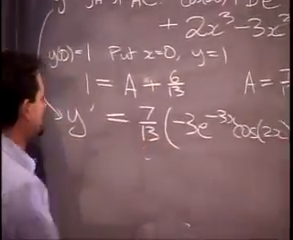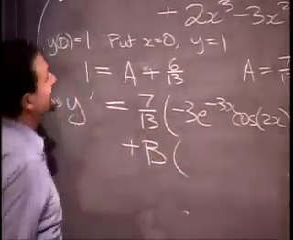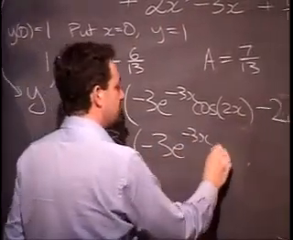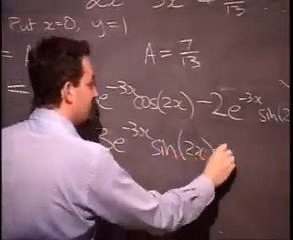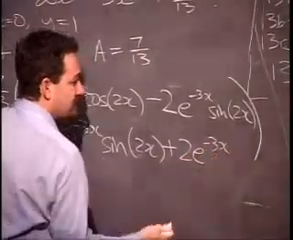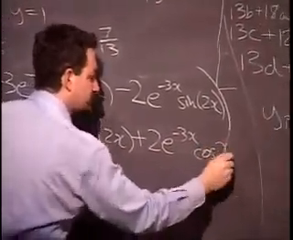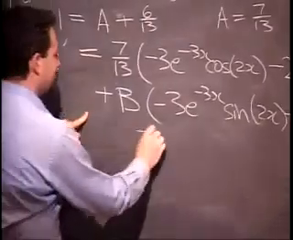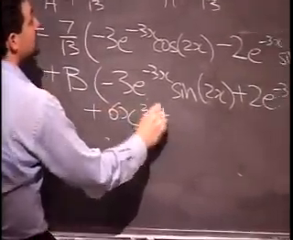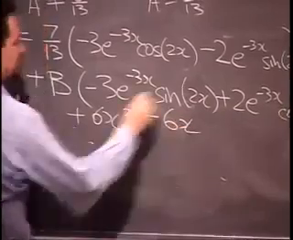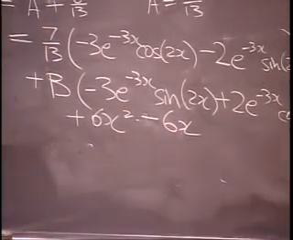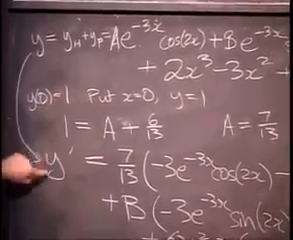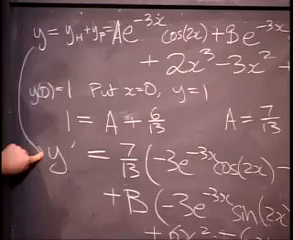All right, that's the A piece. Plus the B piece is minus 3e to the minus 3x times sine 2x plus 2e to the minus 3x cosine 2x. And that's the B piece. And now I have to differentiate the rest. Plus 6x squared minus 6x, and then the other piece goes away. So what I've done is I had the answer for y. I plugged in 0 first to get a, but I still need to find out b. So I have to differentiate y and find an expression for y prime.